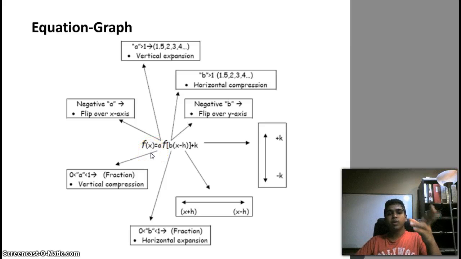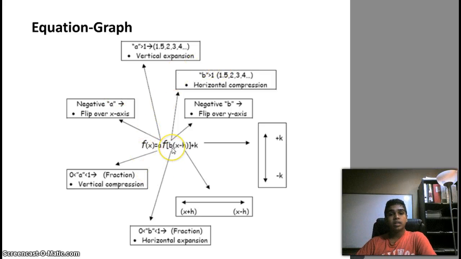A just tells basically whether your graph gets taller or shorter, and it tells it by the value of a. If the value of a is greater than 1, that means your graph is going to get taller. And if your value is in between 0 and 1, that means your graph is going to get shorter. But if you had a negative value for a, that means it's going to actually reflect over the x-axis.